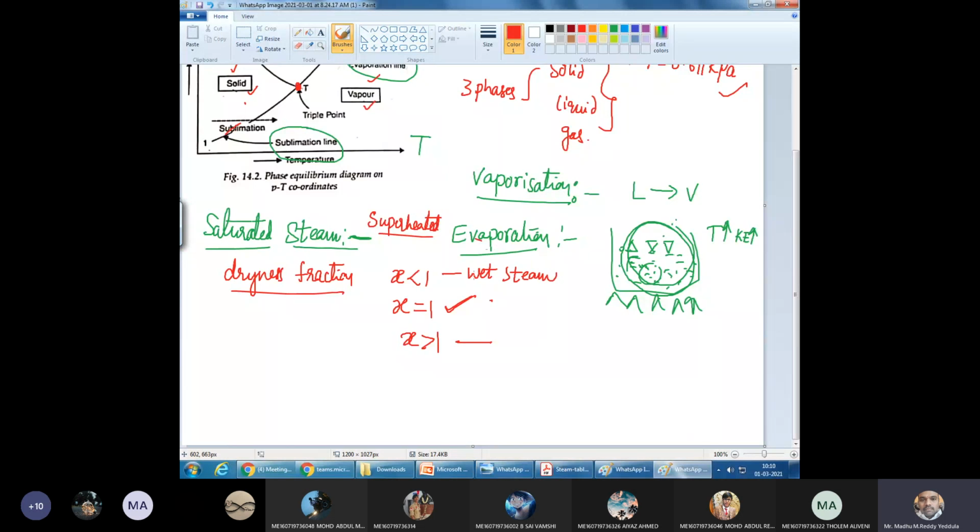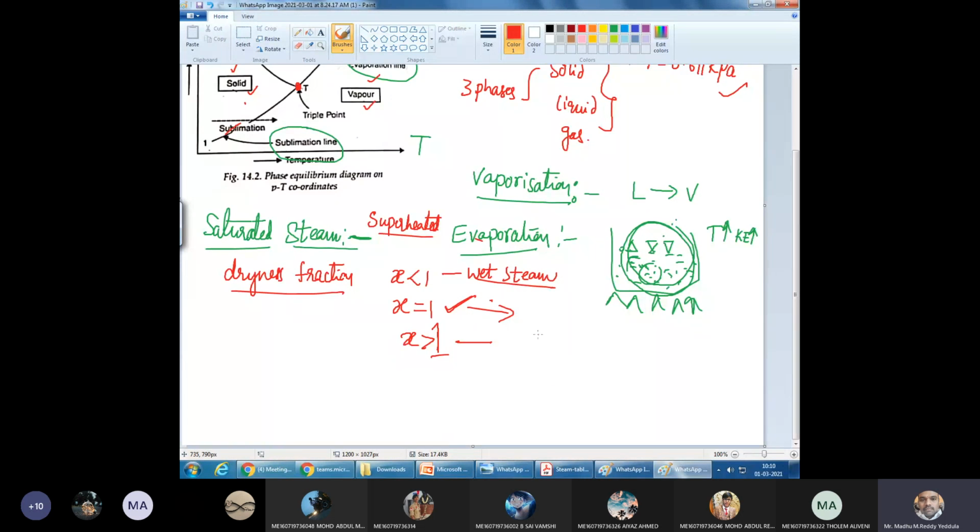Okay, so x less than 1, this is the wet steam. When x equals 1, it is the dry and saturated steam. When x is greater than 1, this is the superheated steam. Okay, right. So how can we say that the steam is superheated?